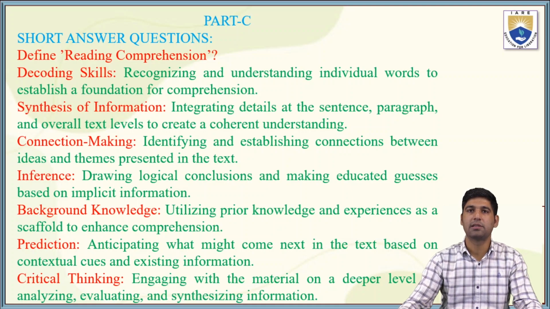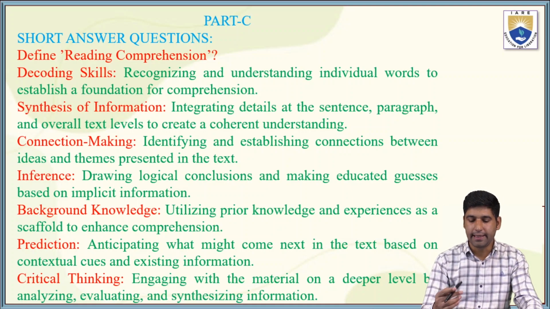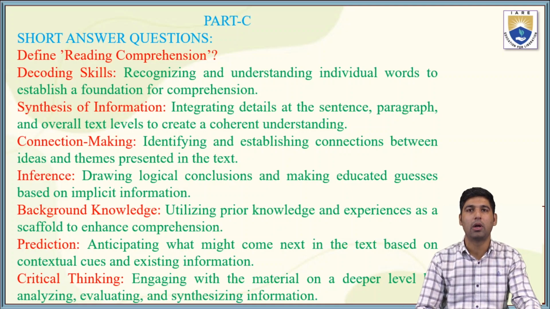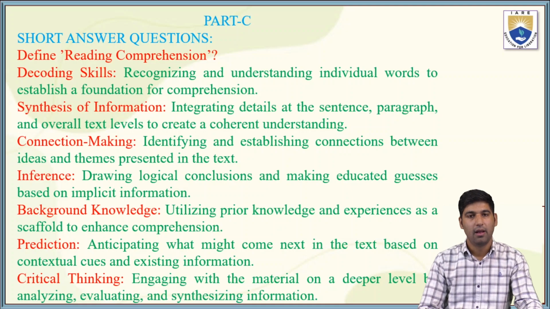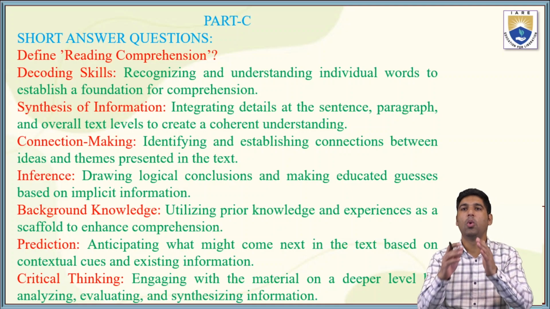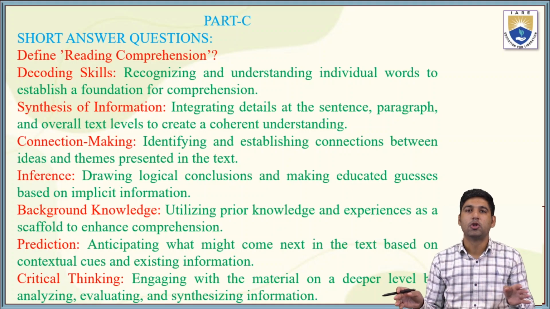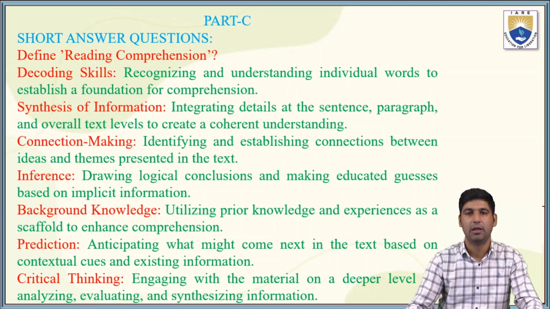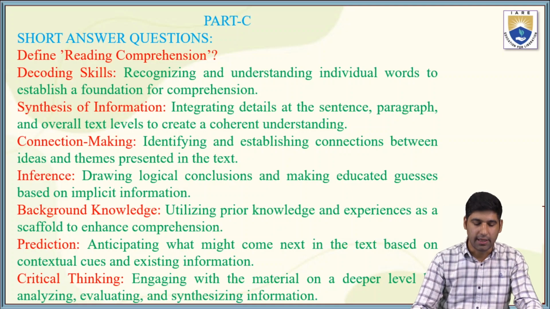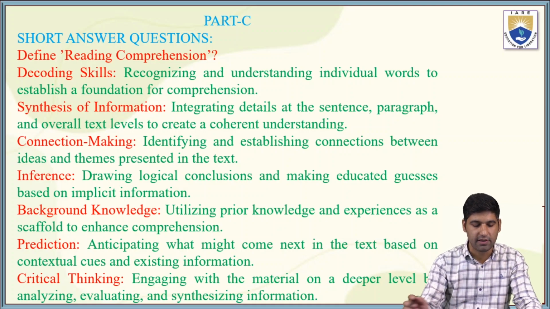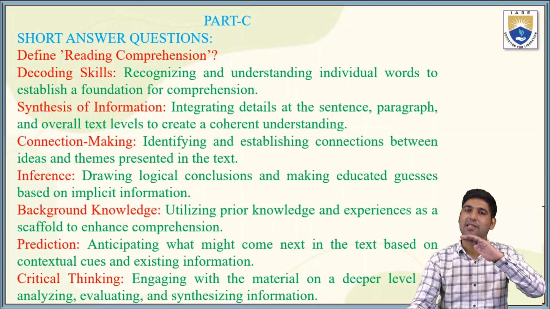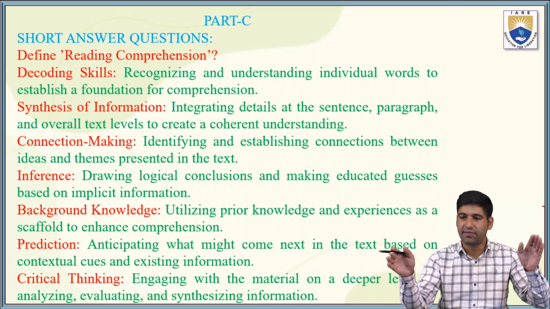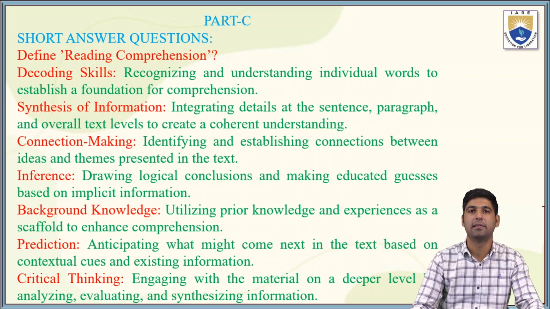Synthesis of information. What does this mean? It is integrating details at sentence, paragraph, and overall text levels to create coherent understanding. After the end of a paragraph, when you integrate the details with another paragraph, you are making a logical connection between different parts of a text. This is important for reading comprehension. Connection making means to establish or identify connections between ideas and themes. When we are able to establish a connection between different ideas and themes, it helps us in reading comprehension.